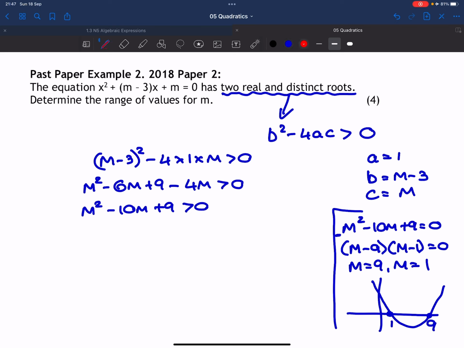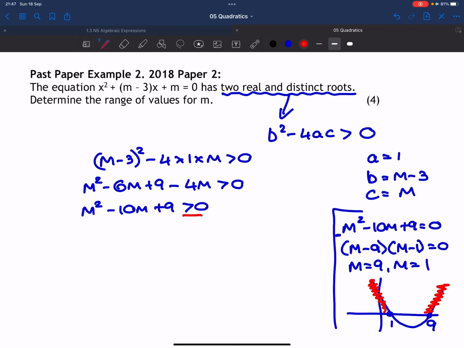And I want to know, when is this graph bigger than, when is it above the x-axis? So it's going to be whenever, before it gets to 1 and after it leaves 9. That's whenever it's bigger than 0. Bigger than 0 means it's going to be above the x-axis. Less than 0 means it's going to be below the x-axis, because that's what the y value is.